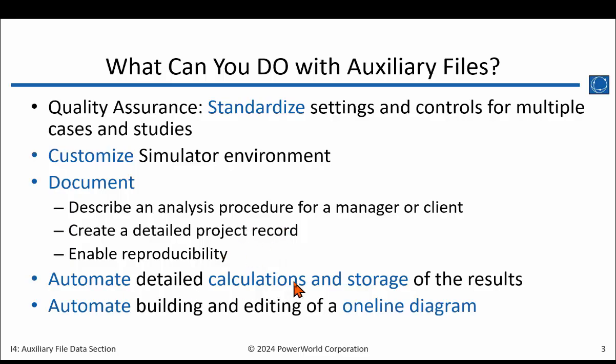You can also, if you have detailed calculations and storing the results, something like contingency analysis or available transfer capability, ATC, you can put that procedure into an auxiliary file and then even have scripts in there that store the results out to files, and it can easily be applied across multiple cases then with just some minor changes. And you can also, with the AXD format, automate certain features on a one-line diagram.